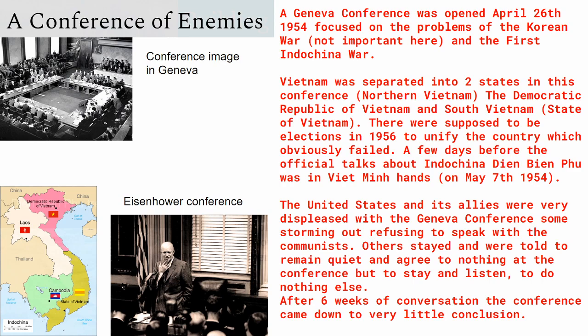A few days before the official talks about Indochina, Dien Bien Phu was in Viet Minh hands on May 7th, 1954. The United States and its allies were very displeased with the Geneva Conference, knowing that France was probably going to lose the elections because they had almost no support. The United States was not interested in elections because communists were going to win. Throughout the Geneva Conference, U.S. officials were primarily told to remain silent and just listen. After 6 weeks of conversation, the conference came to very little conclusion about the situation.